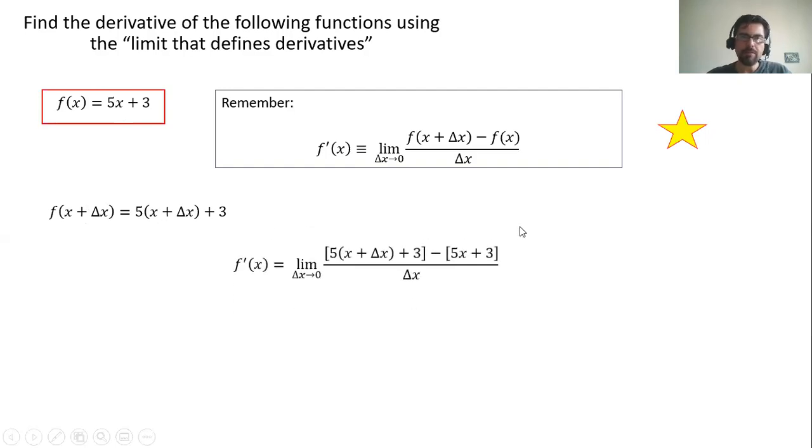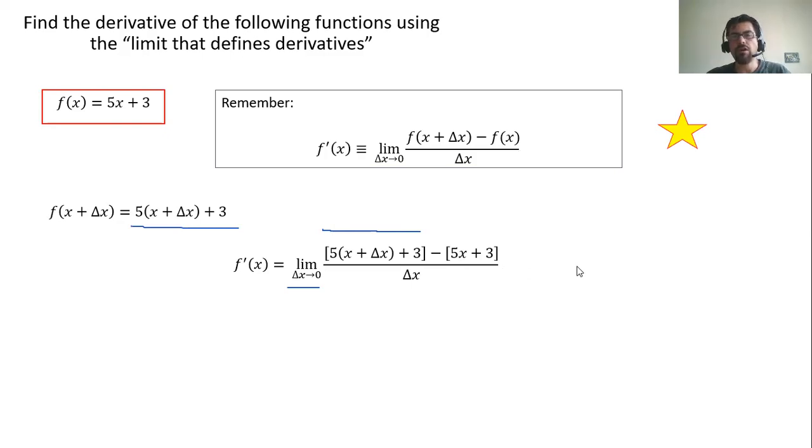Now we take the formula, and f prime of x is going to be equal to the limit as delta x approaches 0 of the function at x plus delta x, which is this part in blue, and then minus. We're always going to subtract because it comes from the difference quotient. The second part is the original function, f of x, and then we divide by delta x.